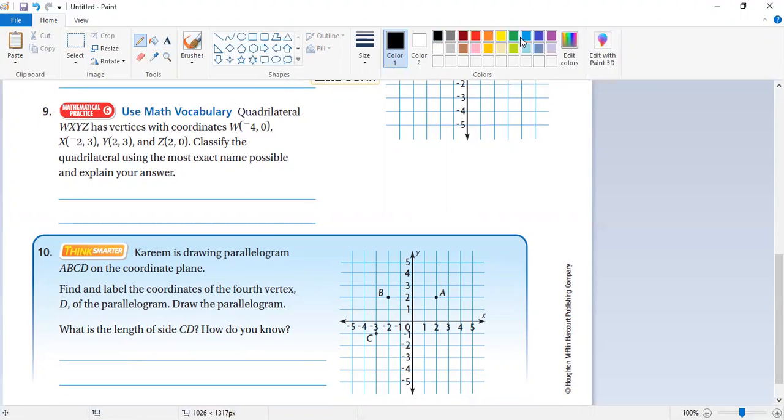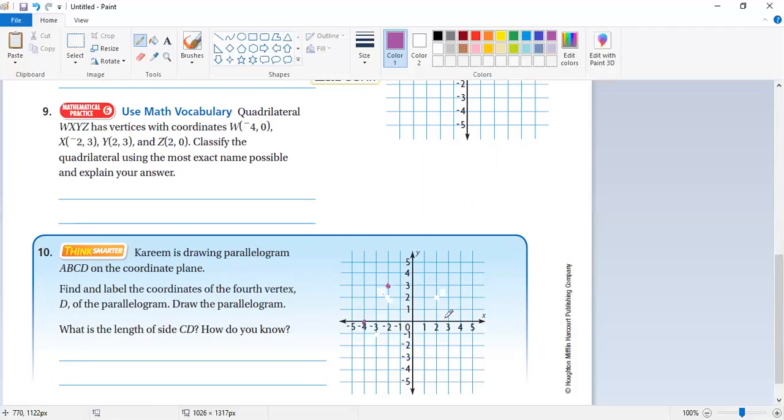So let me use a different color so that you will not get confused with these points. So -4 and 0 is going to be here. This is going to be point W. Then X is -2 and 3. So -2 and 3 is here. For a clear picture, let me just erase these so that you will not get confused. Fine. So let me continue to draw. So what is the next one? X was -2, 3. So -2 and 3 is here. So this is going to be X.